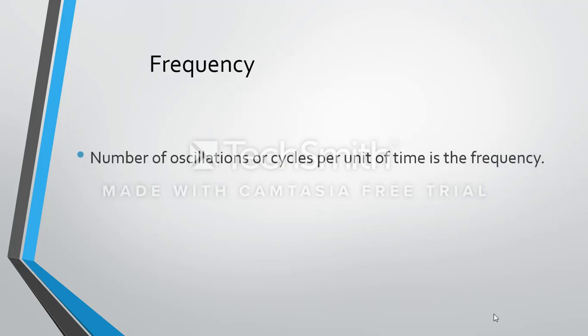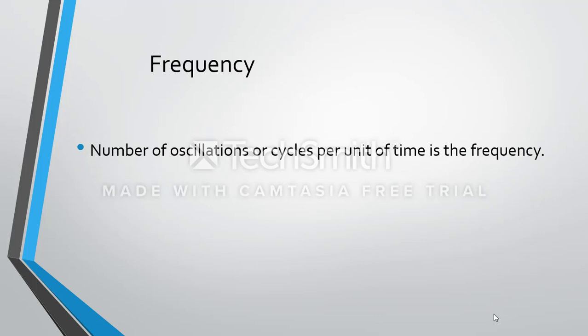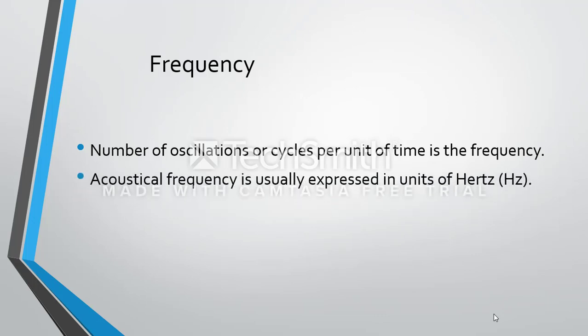Frequency. Number of oscillations or cycles per unit of time is defined as frequency. Acoustical frequency is usually expressed in units of hertz. 1 hertz is equal to 1 cycle per second.